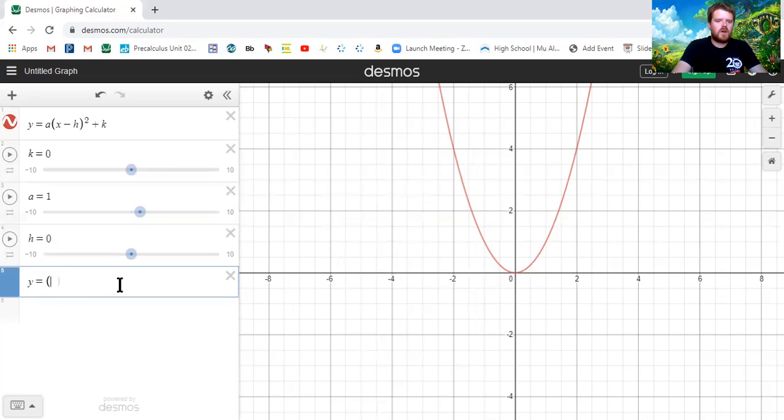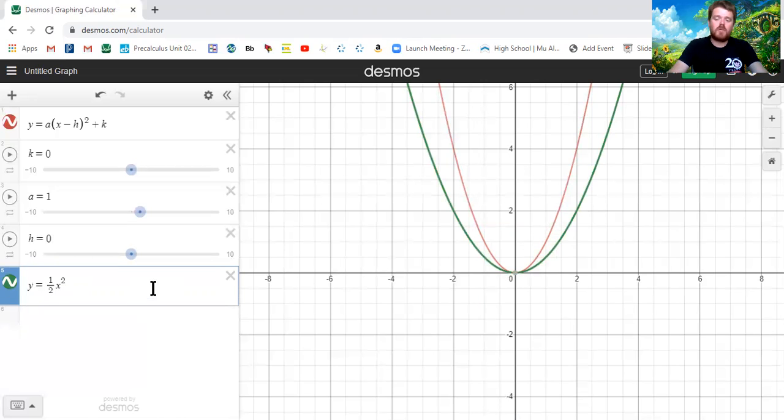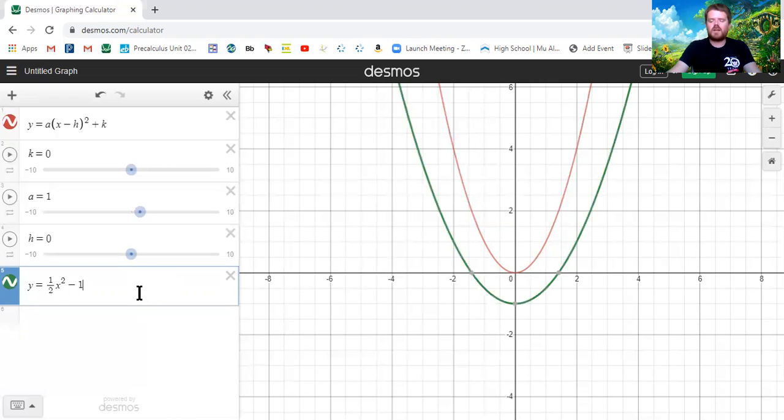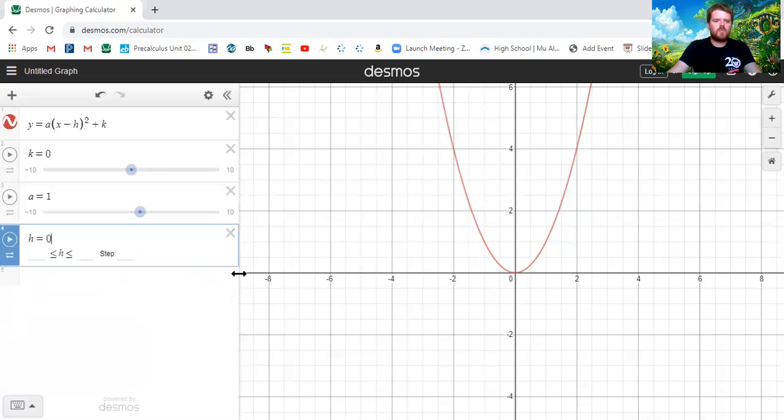You're starting with a parent quadratic function, and I ask you to stretch it by a factor of 2 and move it down 1. You start out with x squared. Stretching it by a factor of 2 means I have to put a 1/2 there. Remember, less than 1 is going to stretch it. And then shifting it down 1 would be minus 1. That's going to be true for all the polynomial functions, so be careful with that.